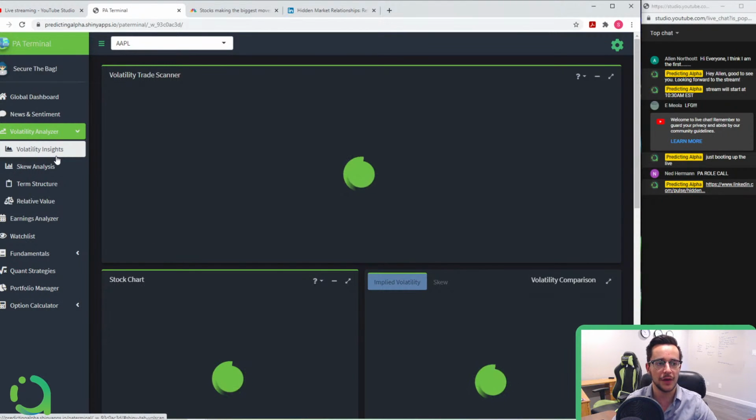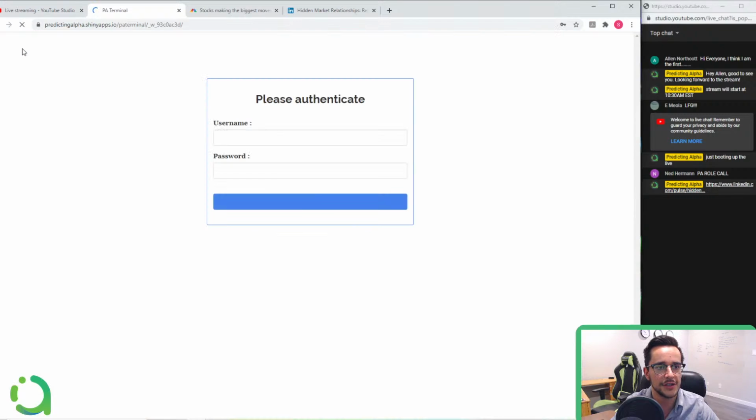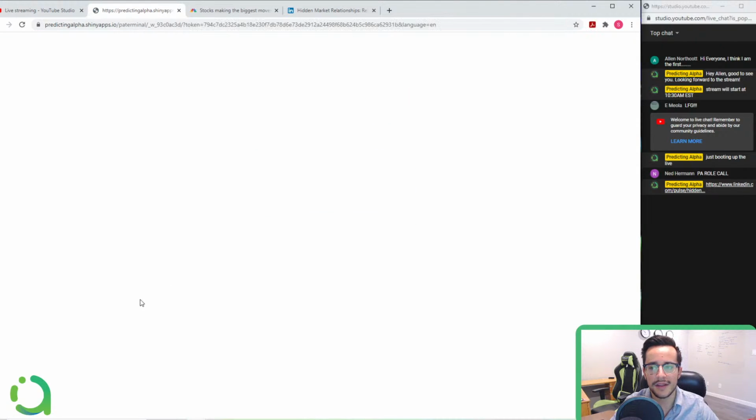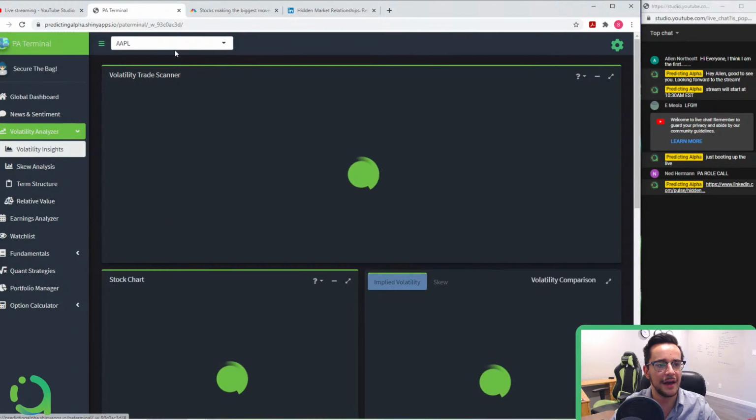One that I want to take a quick look at this morning is actually, let me just give a quick refresh to the terminal. One of the things that I want to take a look at this morning is FDX. So FDX, FedEx, they have, one second here, guys. Terminal's just giving me a little bit of lag. There we go. Okay, so let's take a look at FDX.